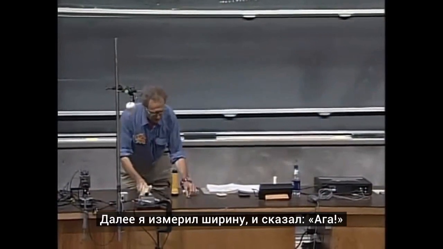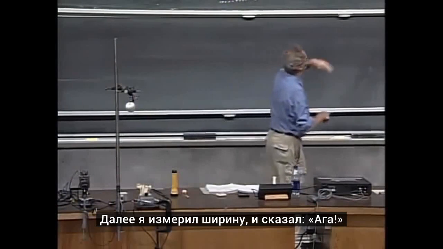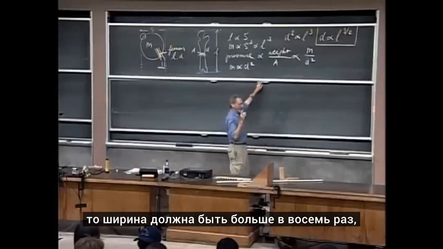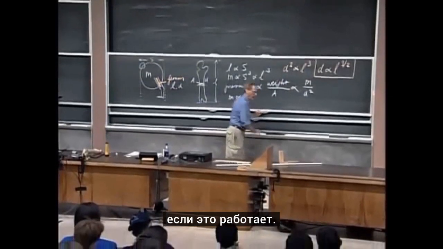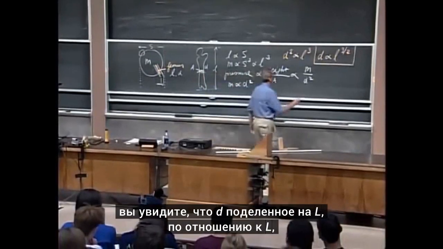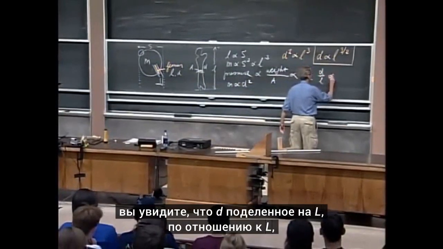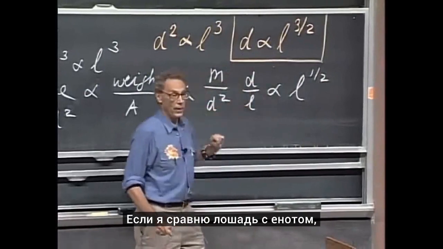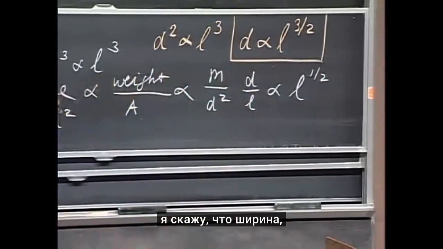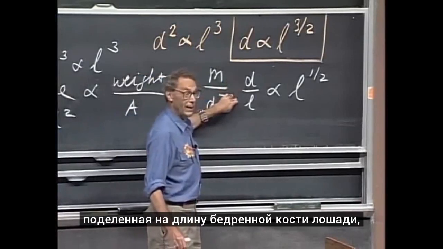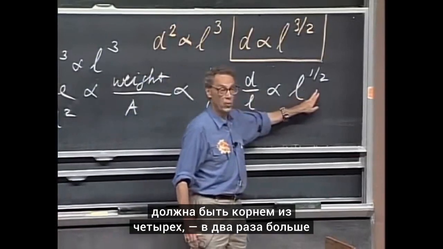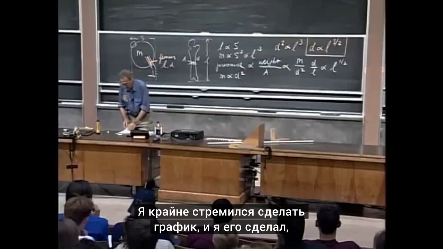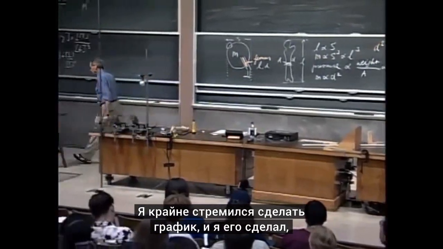Then I measured the thickness, and I said to myself, aha, if the length is 4 times higher, then the thickness has to be 8 times higher if this holds. And what I'm going to plot for you, you will see that shortly, is d divided by L versus L. And that, of course, must be proportional to L to the power 1/2. I bring 1 L here. So if I compare the horse and the raccoon, I would argue that the thickness divided by the length of the femur for the horse must be the square root of 4, twice as much as that of the raccoon. And so I was very anxious to plot that, and I did that.